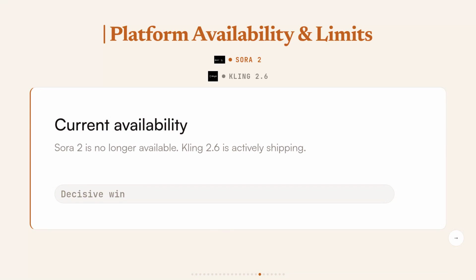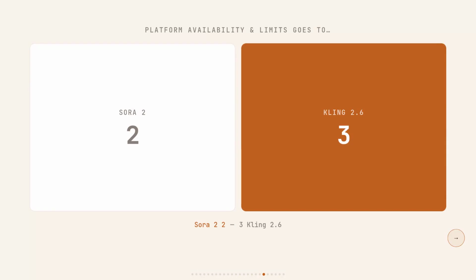You can't build on a tool that doesn't exist, and a performance win for a dead product is a historical footnote, not a recommendation. Kling 2.6 wins availability, and this is the test that flips the whole scoreboard, because a tool you can't access scores 0 in practice no matter how good the physics were. Final tally, Kling 2.6 wins 3-2, and the deciding factor was existence.